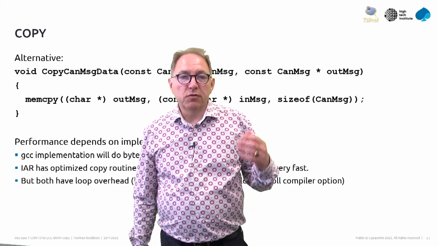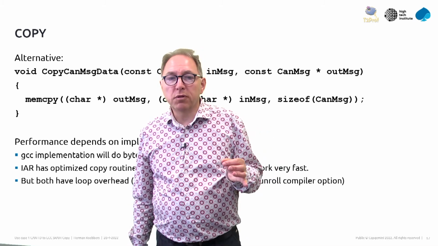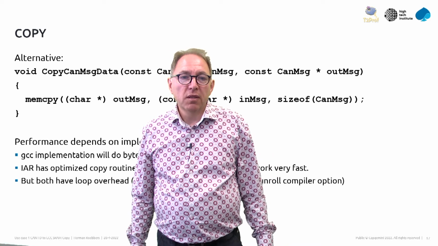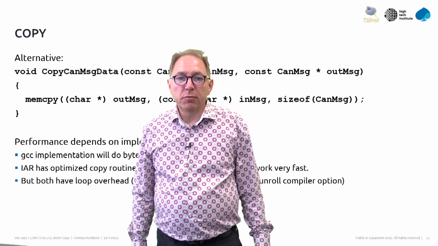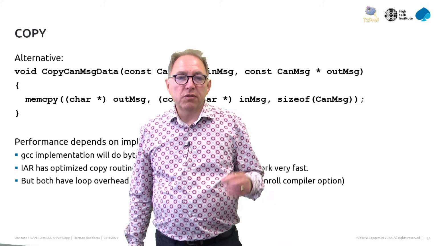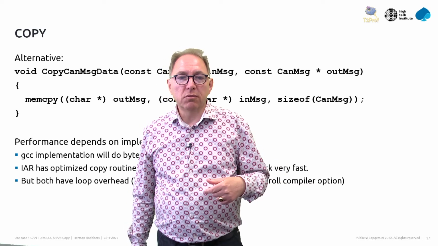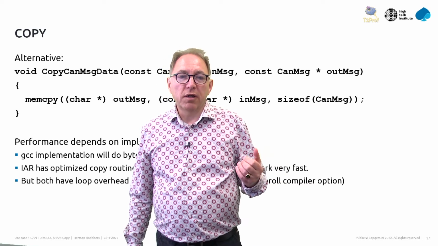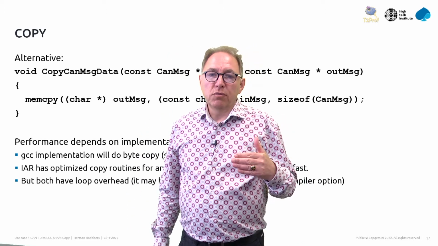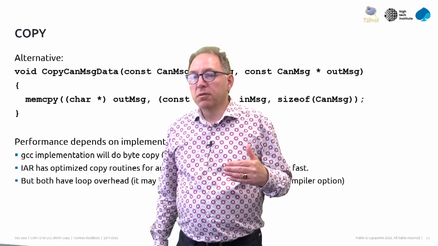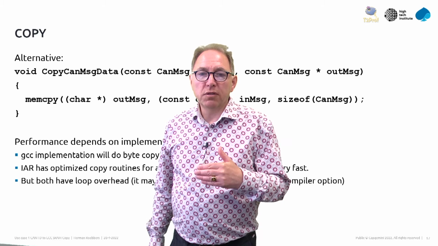So we could of course also try to do the same thing with a memcopy, memory copy function, a default C function. But the performance of that is very dependent on the implementation of memcopy. For instance, if you have the GCC compiler, it will do 1 byte at a time, so it will be slow. But if you have an IAR compiler, it has an optimized copy routine that tries to do as many bytes as possible in one go.